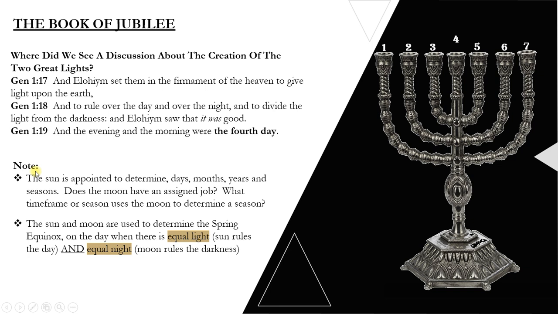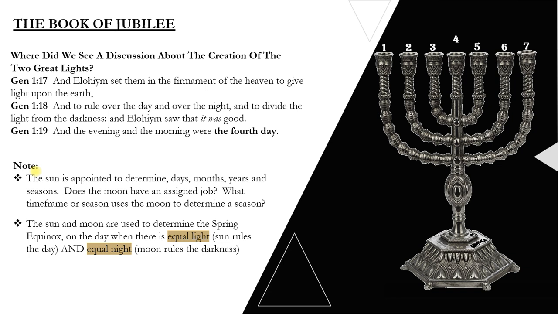So what I want to show you and point out is in the notes at the bottom. The sun is appointed to determine the days, the months, the years, and the seasons. Does the moon have an assigned job? It does. What time frame or season uses the moon to determine a season? What's the job of the moon besides ruling the night? The sun and moon are used to determine the spring equinox.